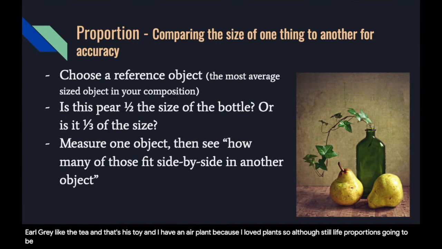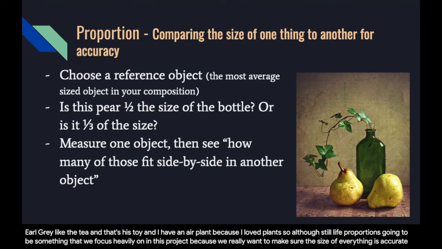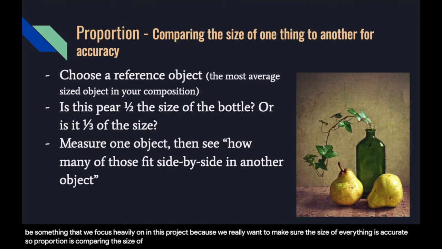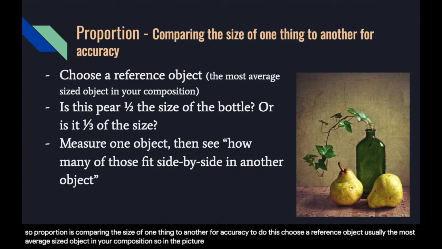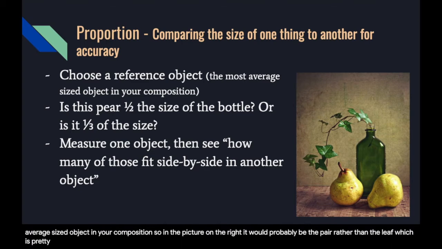Proportion is going to be something that we focus heavily on in this project because we really want to make sure the size of everything is accurate. So proportion is comparing the size of one thing to another for accuracy. To do this, choose a reference object, usually the most average sized object in your composition. So in the picture on the right, it would probably be the pear, rather than the leaf, which is pretty small, or rather than the bottle, which is the biggest thing. So the pear is pretty average.